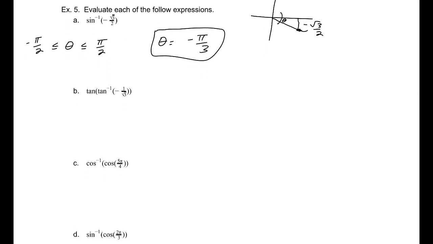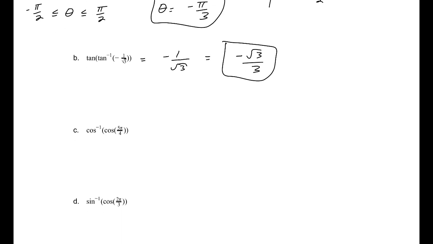Now, part B, because there is no domain restriction on tangent, that means it's 1-to-1. If you go back and look at the graph, the horizontal line test passes. So this will be negative 1 over root 3, which is negative root 3 over 3 if you'd rather write it that way. That is because tangent is 1-to-1. So as tempting as it is, that does not work for part C. It looks like 5 pi over 4, and the answer is no, it does not work.